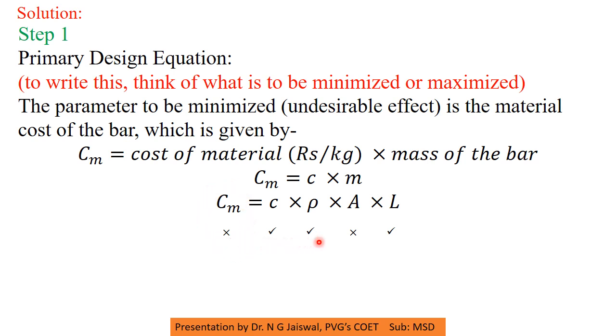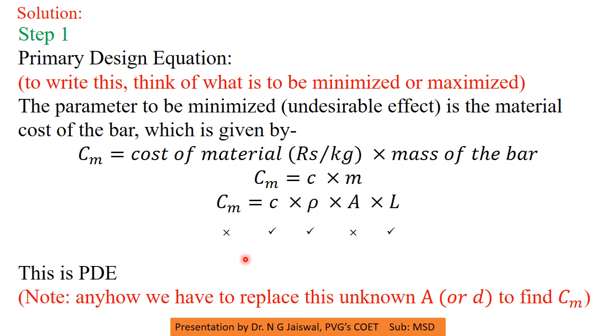For that, the entire right hand side must be known to us. So all your effort further will be focused on replacing this unknown parameter in terms of known parameters. Those will be further steps. But this is the primary design equation. Note I have written, anyhow we have to replace this unknown A by known parameters. So this is my primary design equation. This is my step 1 in all numericals.